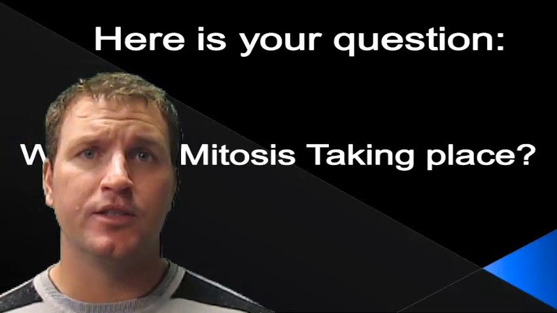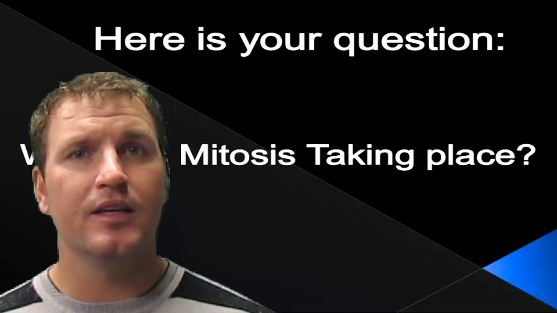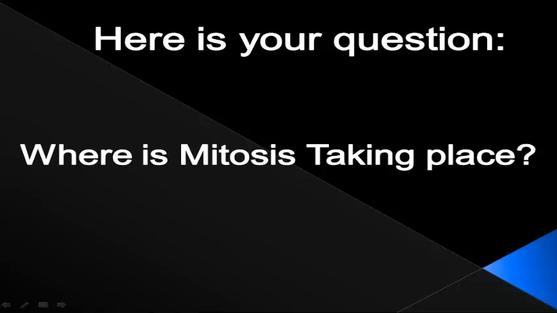Today we're going to talk about mitosis. Mitosis is cellular division, and it's asexual reproduction of a cell. Where is mitosis taking place? It takes place in the cell, more importantly, in the nucleus. Now we're going to take a look at what mitosis does for us.